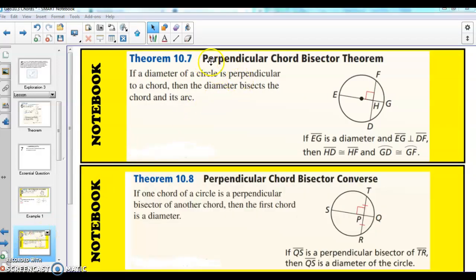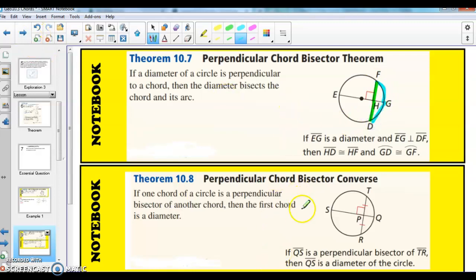The next theorem is called the perpendicular chord bisector theorem. If the diameter of a circle is perpendicular to a chord, then the diameter bisects the chord and its arc. In the figure, since the diameter EG is perpendicular to the chord FD, then the diameter bisects the chord into two congruent parts. So that means FH is congruent to GH. Now similarly, FG is also congruent to GB.